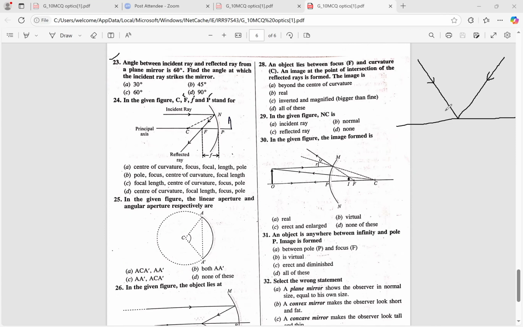So consider this angle as alpha. This angle is also alpha. And this angle is R, it means it is 60 degree.